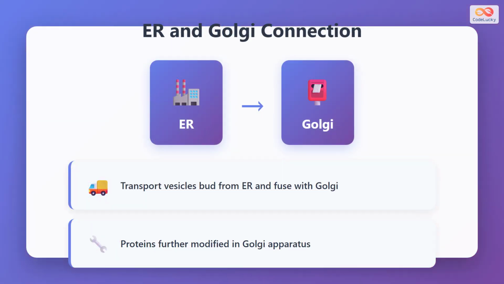The endoplasmic reticulum doesn't work alone. It has a close partnership with another organelle called the Golgi apparatus. Transport vesicles, which are small membrane-bound packages, bud off from the ER carrying proteins and lipids. These vesicles then travel to and fuse with the Golgi apparatus, delivering their cargo. Once proteins arrive at the Golgi, they undergo further modifications and processing before being sorted to their final destinations. This ER to Golgi transport system is like a postal service within the cell, ensuring molecules reach where they're needed.